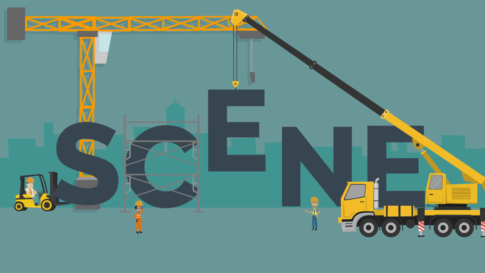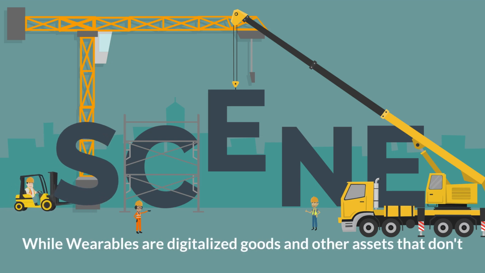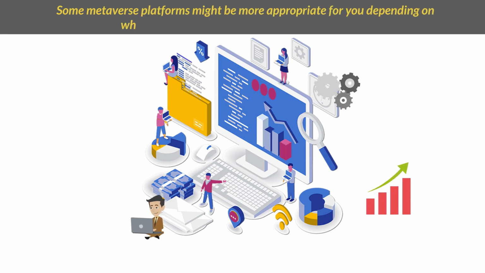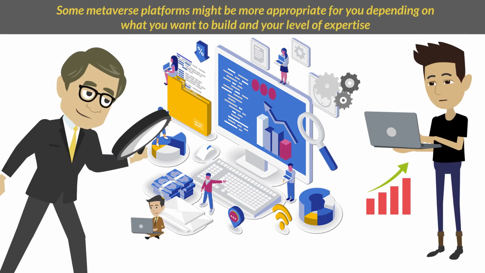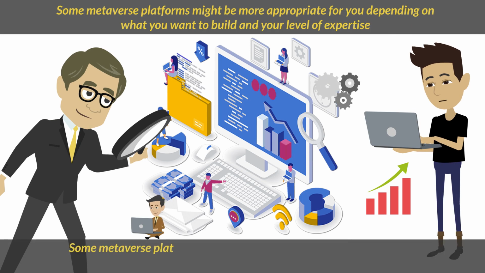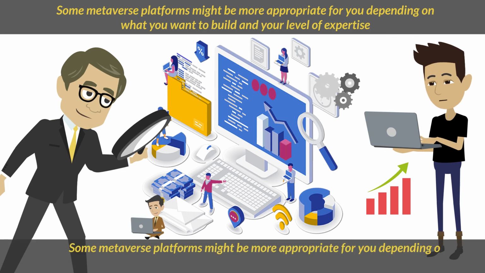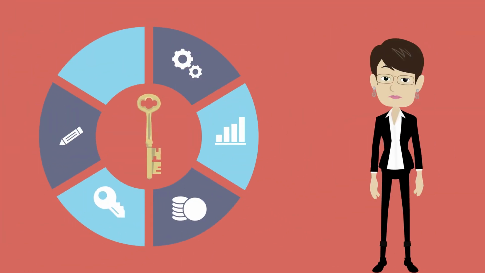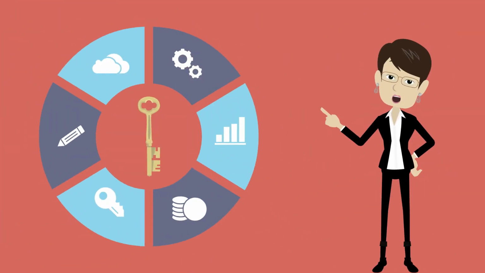Architectural structures and landscapes are referred to as scenes, while wearables are digitalized goods and other assets that don't quite fit into the architectural category. Some metaverse platforms might be more appropriate for you, depending on what you want to build and your level of expertise. In some metaverses, you may also need to pay a fee to submit your works for consideration for use in that metaverse. These are a few of the key elements to take into account when choosing the metaverse that will best serve your objectives.